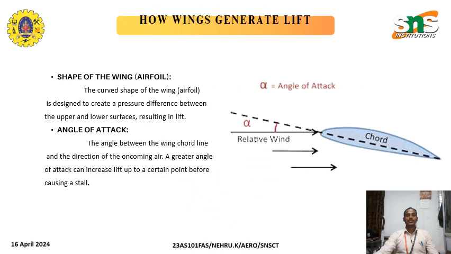How do wings generate lift? Basically, the wing is a combination of aerofoils. The shape of the wing is mainly designed by the aerofoil. The curved shape of the wing aerofoil is designed to create a pressure difference between the upper and lower surfaces, resulting in lift, which changes with the angle of attack. Angle of attack is the angle between the chord line and the direction of oncoming air. A greater angle of attack can increase lift up to a certain point before causing a stall.